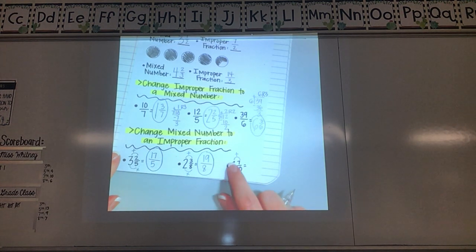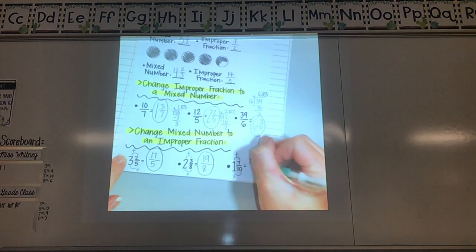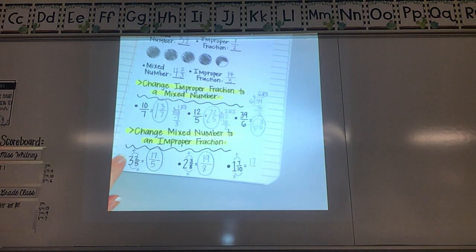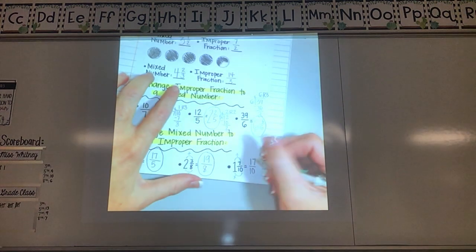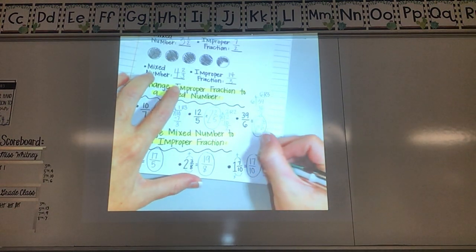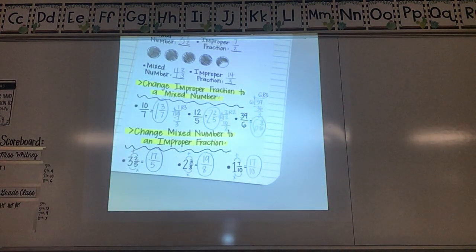10 times 1 is 10, plus 7. 10 plus 7 more would give me 17. That's my new top number. My bottom number always stays the same, so it is still going to be a 10. So I would have gotten 17/10 as my improper fraction.